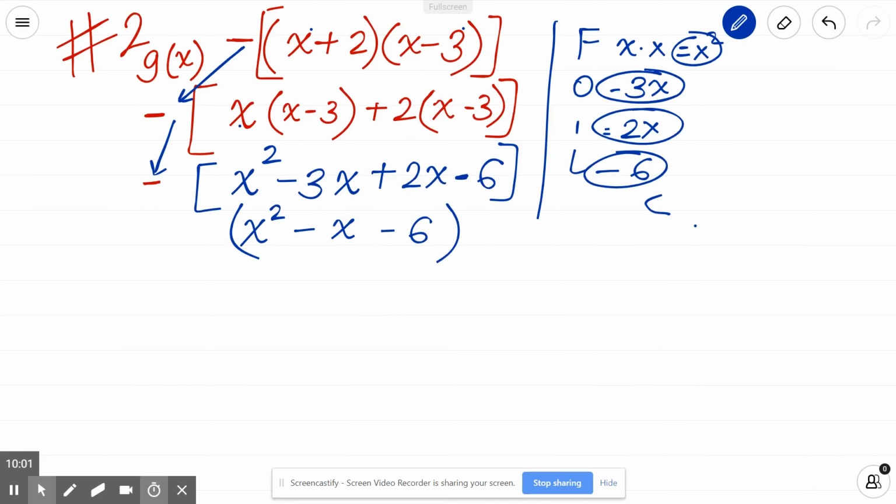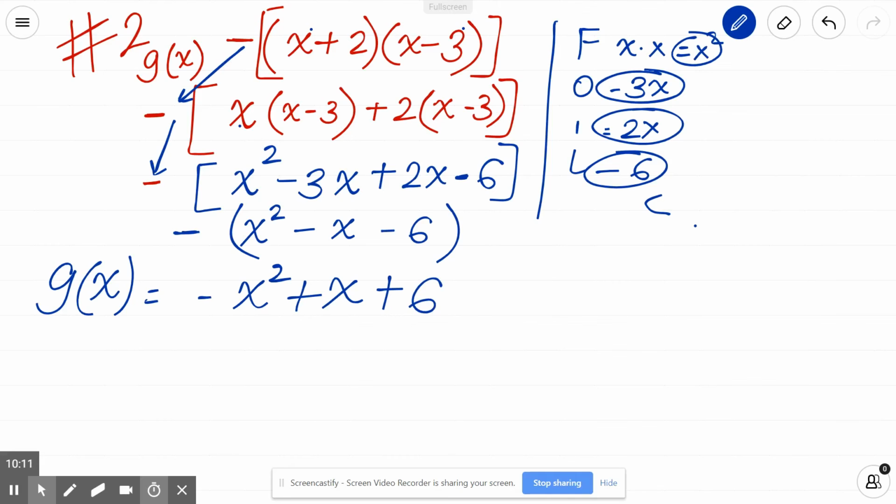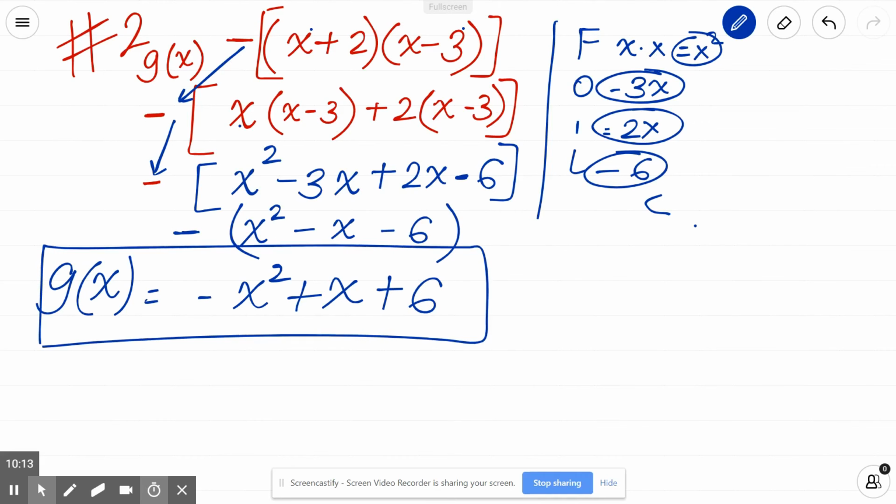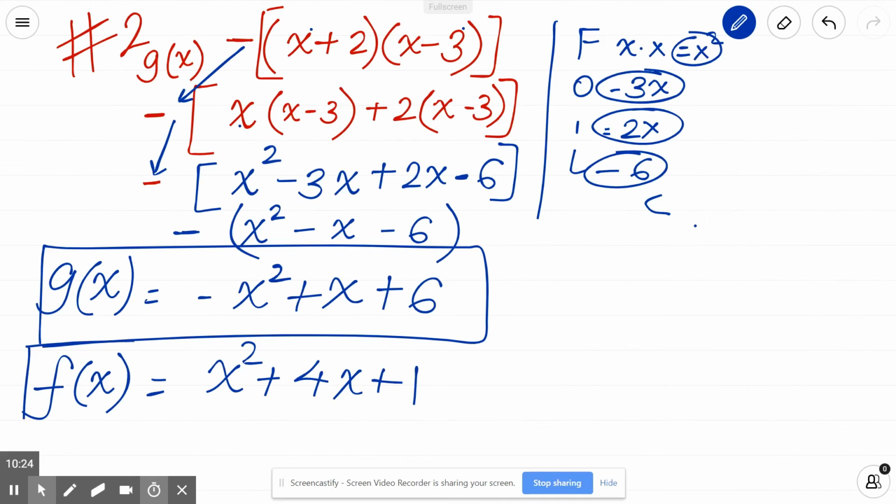But remember, I have a negative sign outside, which I need to distribute. So for the function g of x, my final answer should be negative x squared plus x plus 6. Now we had our g of x, and let us see what we had for f of x from the last slide. It was x squared plus 4x plus 1. So hopefully you have that in your notebook, and I copied the correct one. Now these are the two equations.